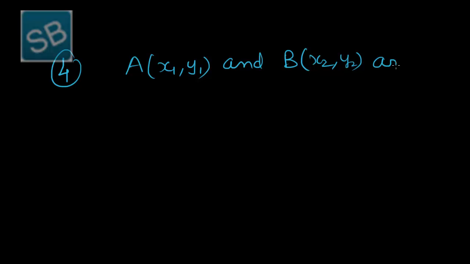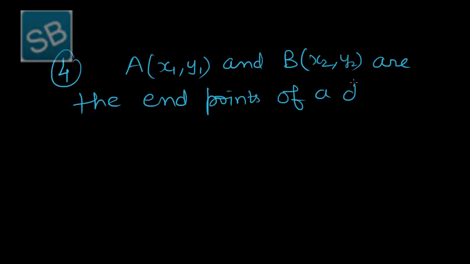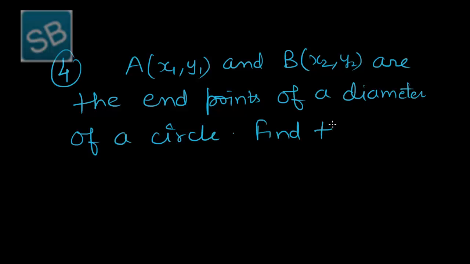Now problem 4 is: A with coordinates x1, y1 and B with coordinates x2, y2 are the endpoints of a diameter. A diameter is a line which passes through the center of a circle. So find the equation of the circle.